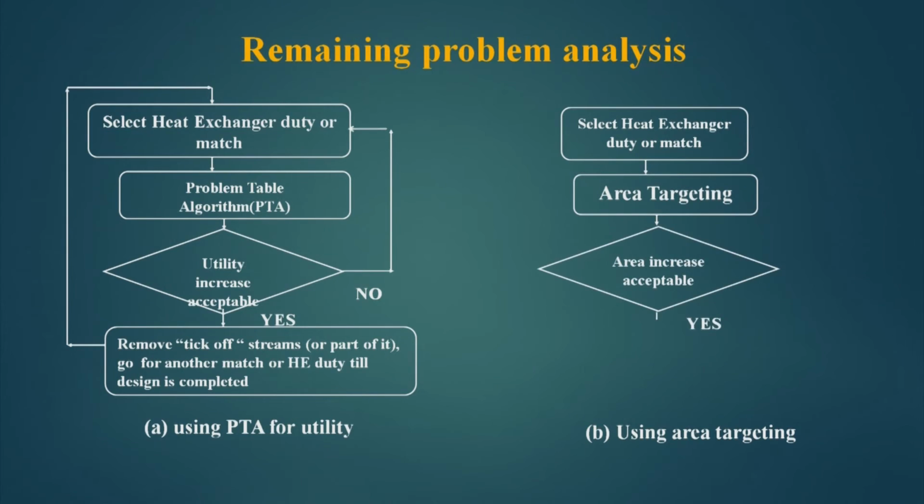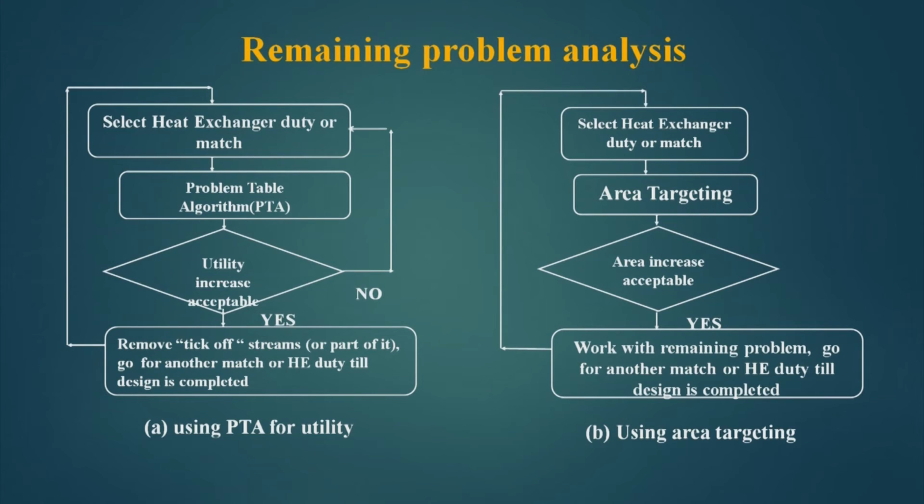Now, let us see the algorithm for remaining problem analysis. In figure A, we are using the PTA for this purpose, and in B, we are using the area for this purpose, that is area targeting. In the first case we are basically using energy targeting, and for energy targeting we are using the problem table algorithm. So, to start with, how to use PTA for utility targeting in the remaining problem analysis.